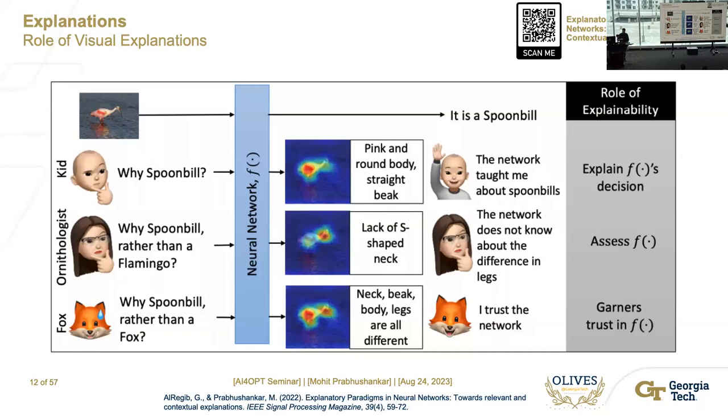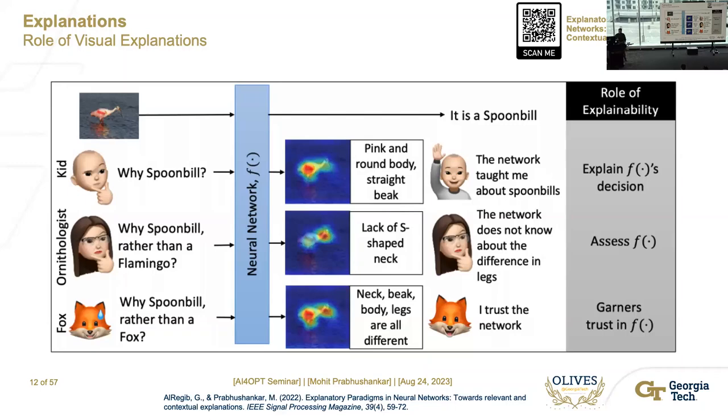So there are multiple stakeholders in terms of interpretability, and we have to be careful that we are satisfying all of them. So it needs to explain a decision, it needs to be able to help in assessing the network, and it needs to be able to garner some kind of trust in itself. So these are all the different things that explainability needs to achieve, and it's required that a network does this.